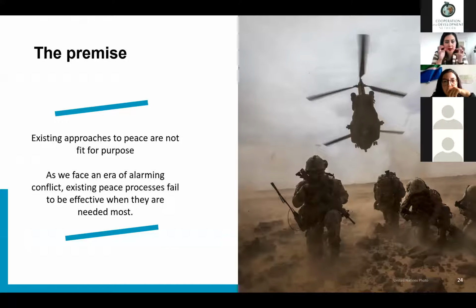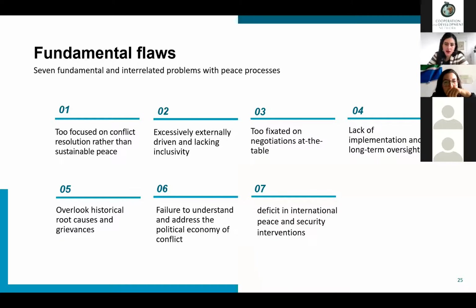We believe that existing approaches to peace are not fit for purpose, based on all the indicators that we saw, and with these indicators around how peace processes are failing, we definitely need to do something about it. So we went one level deeper when we designed this initiative, what we call the Principles for Peace initiative, to ask what are some of the common and fundamental flaws when we look at peace processes that we often see in different countries? And we've built our theory of change around seven fundamental flaws that we're trying to address.